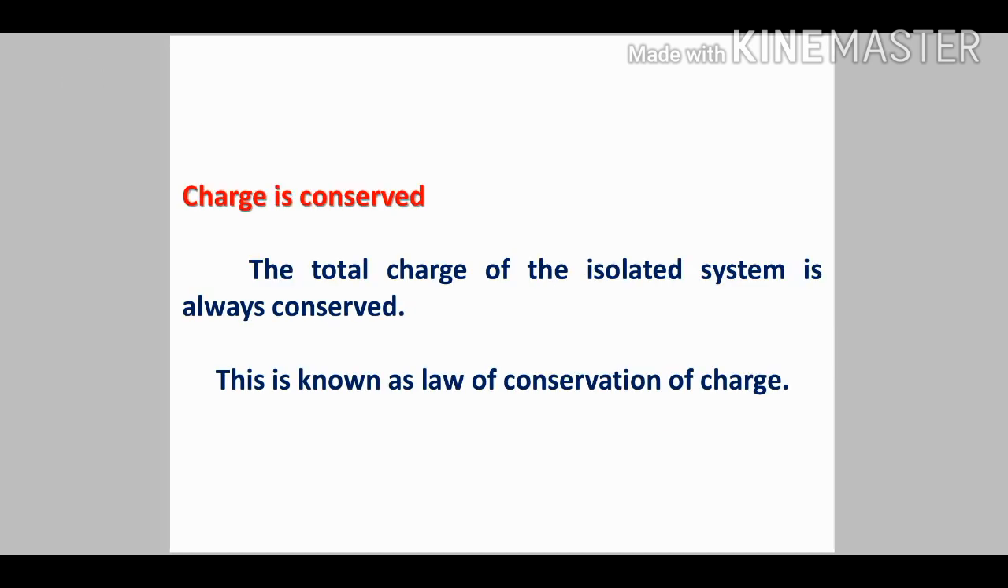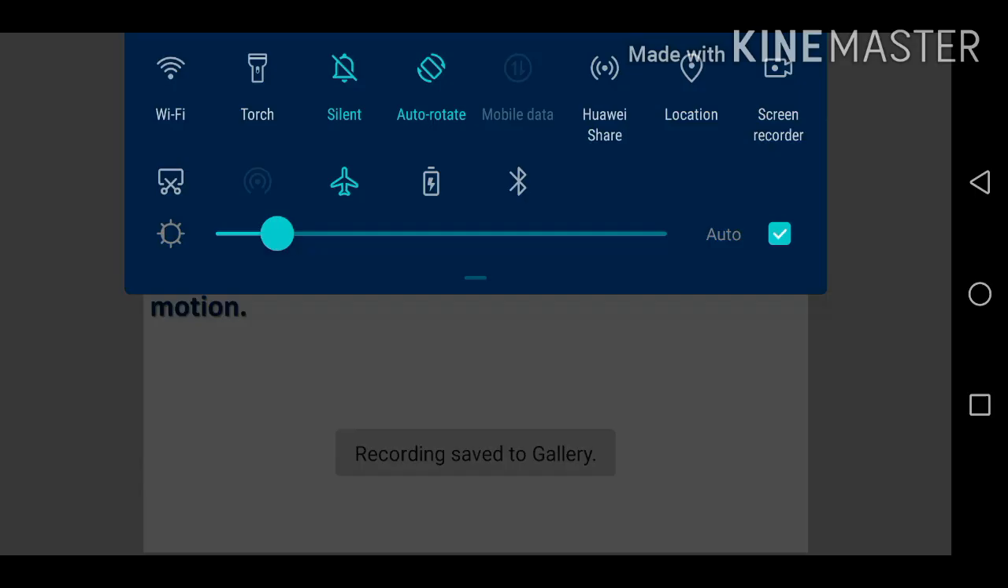Now we will see the third property, that is charge is conserved. The total charge of an isolated system is always conserved. This is known as law of conservation of charge. So, according to this, charge can be neither created nor destroyed.